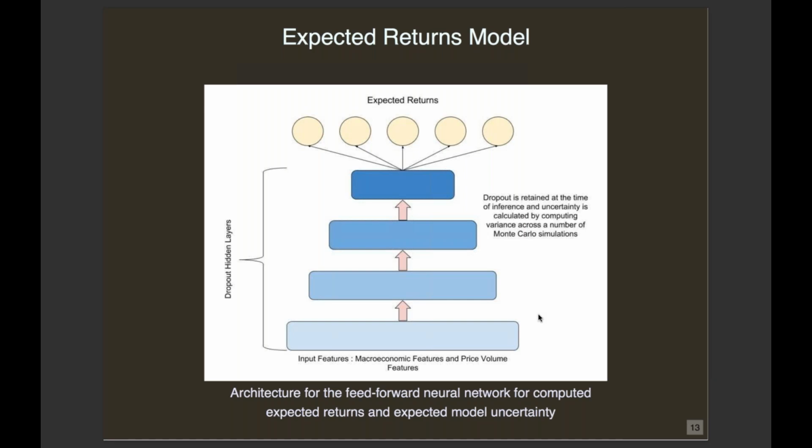In our case, because we are interested in getting uncertainty estimates along with the expected returns, we retain dropout at the time of inference as well. So we retain dropout with the probability of 0.5 at the time of inference, and we run around 1,000 Monte Carlo simulations to get different estimates of these expected returns. And finally, we use the mean of those different estimates as our expected return, and the variance in those estimates as the uncertainty.